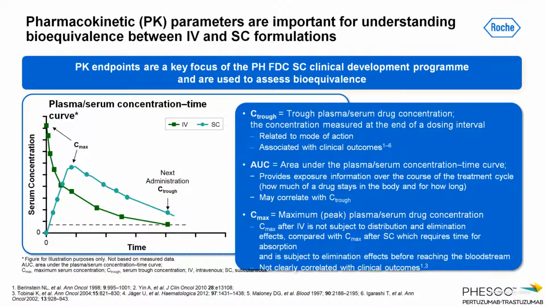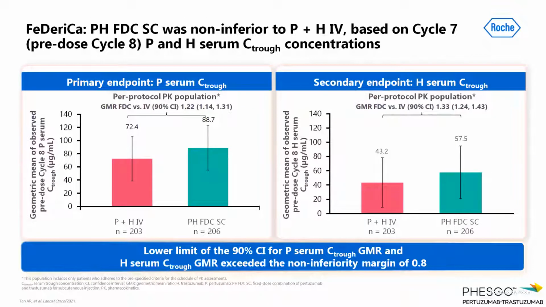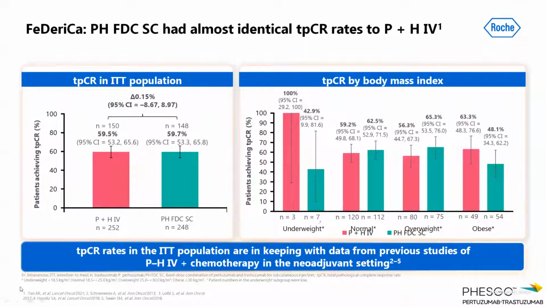So in this study, while talking about the primary endpoint, they found that the trough concentration was not inferior with subcutaneous formulation. You can see that in the green bar, the trough concentration is superior, or basically it is equivalent to the IV concentration. I will not say superior. So the non-inferiority was successfully proven. If we look at the efficacy endpoint in this study, the pathological CR rate was basically the same between the two formulations.